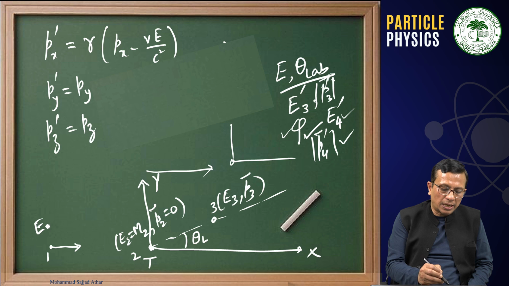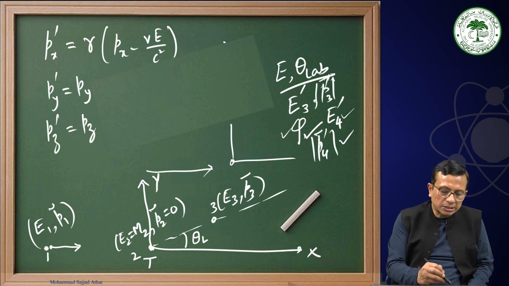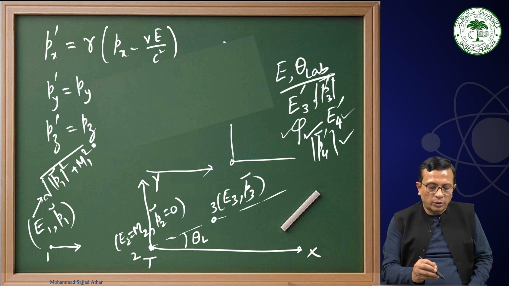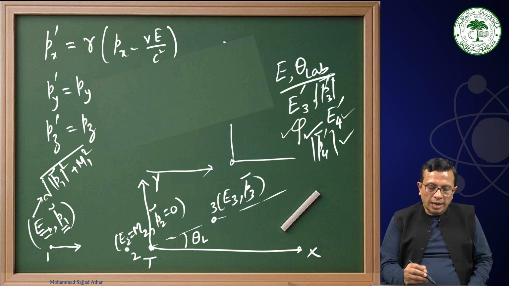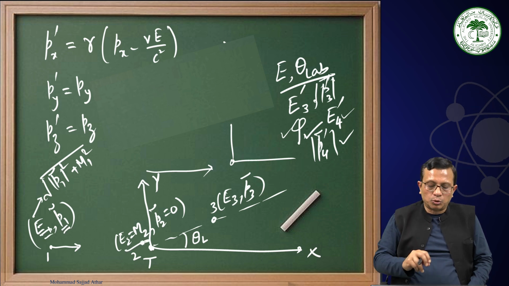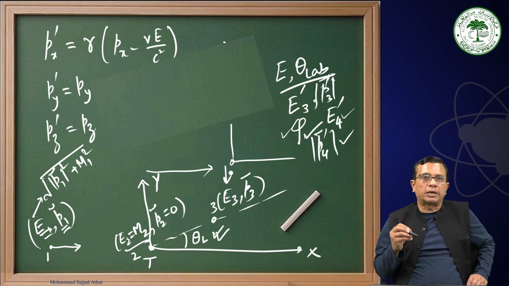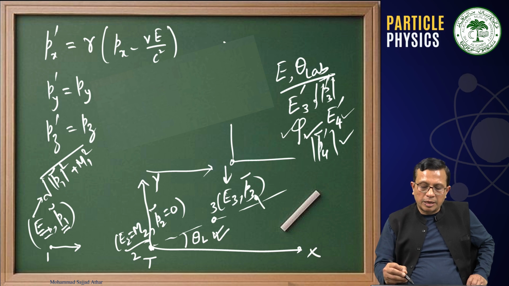This particle has energy as well as momentum. And what is its energy? This is square root of P1 squared plus M1 squared. Therefore, I know its energy, I know its momentum, I know that the particle 2 was at rest. Then, as I had told you, if we know theta L, we will be able to calculate E3 and we will be able to calculate P3 in this two-dimensional plane.